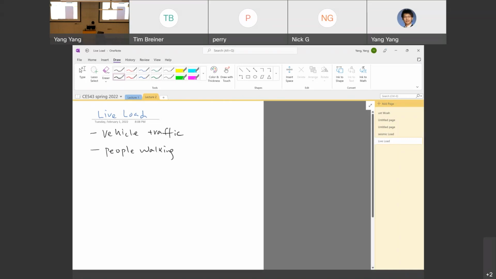And then we also have machinery. So, for example, if you have an AC on top of the roof, when you design the roof for that building, you may also have to consider the vibration of the AC or ventilation system so that you can mitigate those types of vibrations. So now let me show you videos.